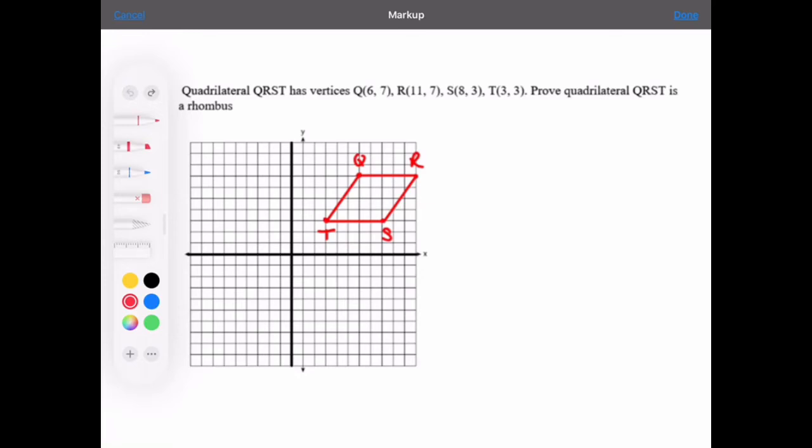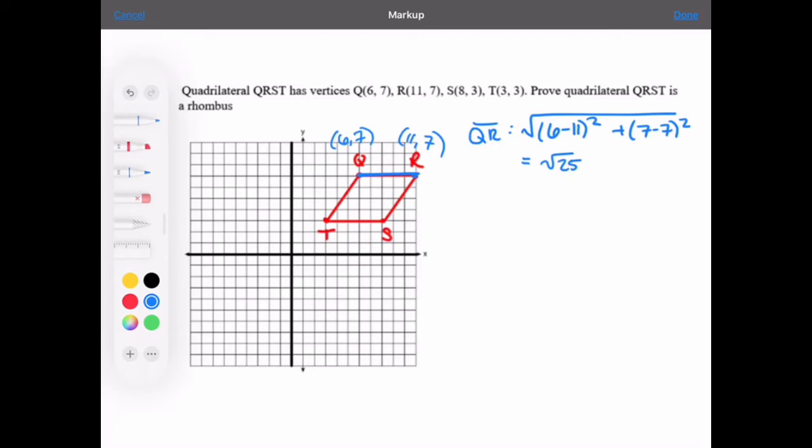So, distance formula, let's start with QR, right here in blue. Q is (6, 7), and R is (11, 7). So the distance is going to be the square root of (6 minus 11) squared plus (7 minus 7) squared. Alright, this gives us the square root of 25, which is 5.